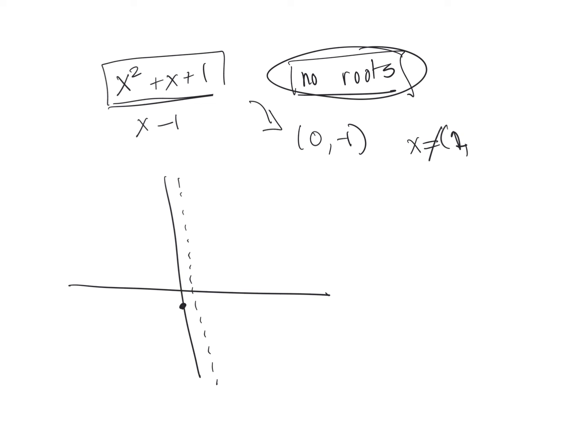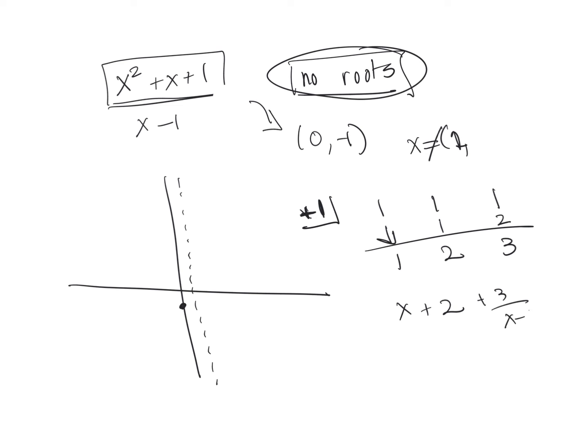So now I can look and see what my slant asymptote is. If I just put 1 here, I can use synthetic division because my coefficient is 1 in front. 1, 1, 1. Take a 1 down. That's 1, that's 2, that's 2, that's 3. So I'd have x plus 2 plus 3 over x minus 1. That's how that would factor. My equation, x plus 2, is my slant asymptote. And that's pretty easy to graph.